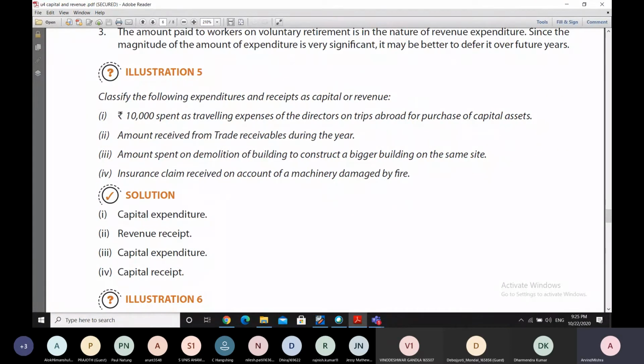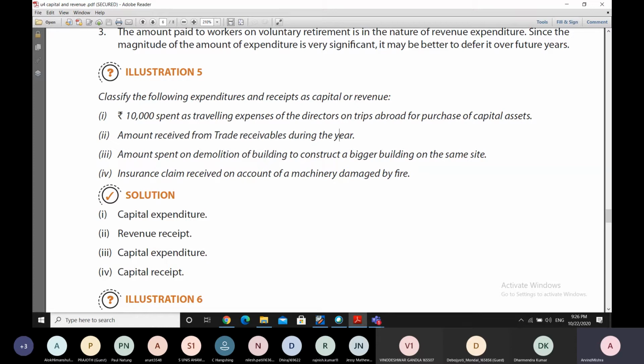Then we come to part 4. Insurance claim which was received on account of a machinery damaged by fire. Machinery is a capital asset. It is damaged by fire. And in respect of the capital asset which was damaged by fire, an insurance claim is received. So therefore it is relatable to the capital asset. The insurance claim will help to restore the damaged machinery.